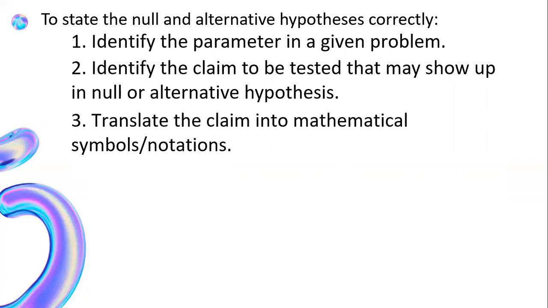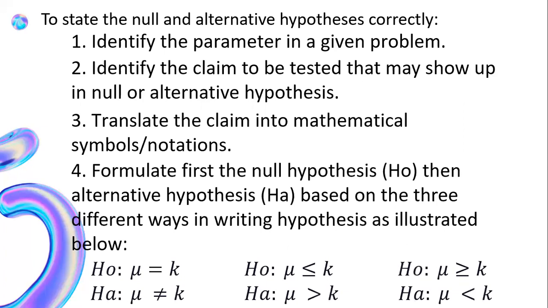That's why it's very important to know the equivalent in words of the different mathematical symbols. Fourth, you need to formulate first the null hypothesis, then the alternative hypothesis based on the three different ways of writing hypotheses as illustrated below. The first way to state your null and alternative hypothesis in symbols is that the null hypothesis, mu, which is the population mean, is equal to k, whatever value that is, while the alternative hypothesis is that the population mean is not equal to k.